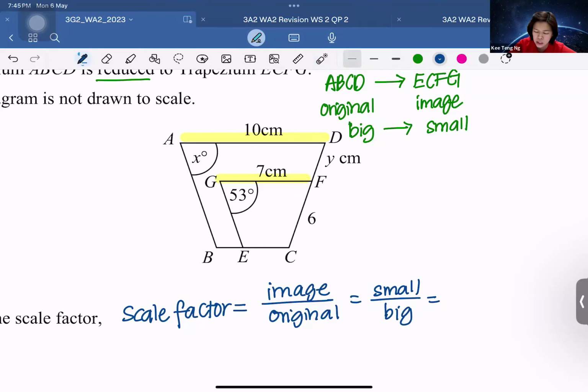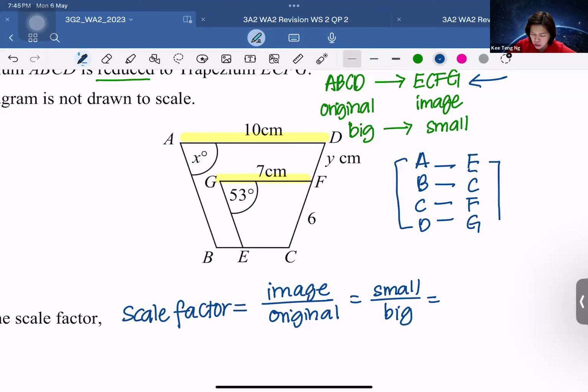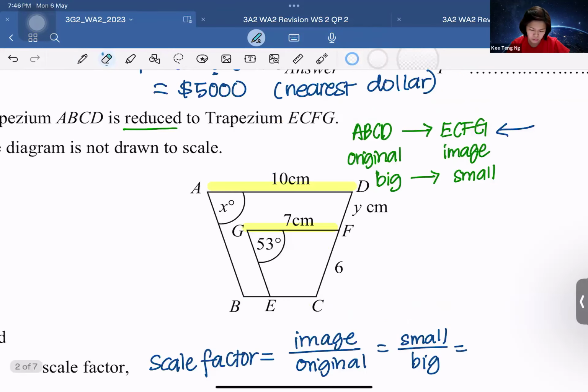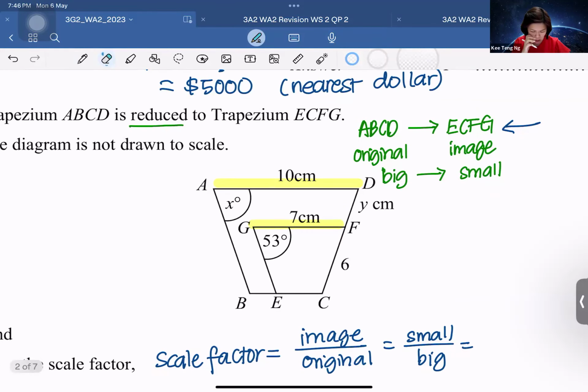Usually how do you find the matching side? I'll just put A, B, C, D, then you match with E, C, F, G. Follow the labeling over here. So in this case, I can see AD will match with E, G. Where's E, G? The way they label the numbers here is not correct. Okay, wait, did I read wrongly? E, C, F, G. Oh, I think the way the teacher wrote the question is not correct.